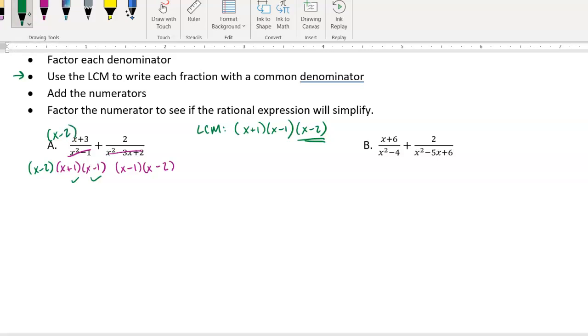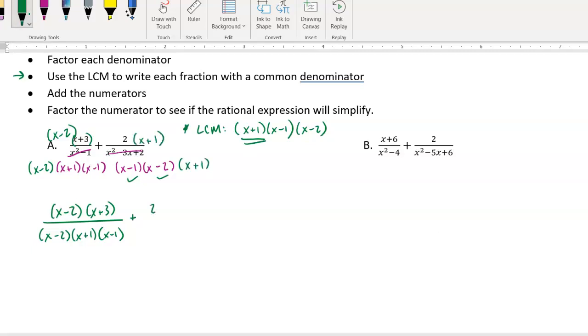Forget that error there. So we're going to multiply the top and bottom by x minus 2. When you do that, we'll just leave this right now as x minus 2 times x plus 3. Our denominator is x minus 2, x plus 1, x minus 1. Now that second fraction, we're always going to compare to your LCM. So the second fraction, x minus 1, yep, we have that one. X minus 2, yep, we have that one. But we're missing the x plus 1. So we're going to multiply the top and bottom by x plus 1.